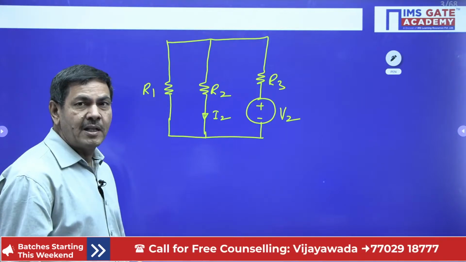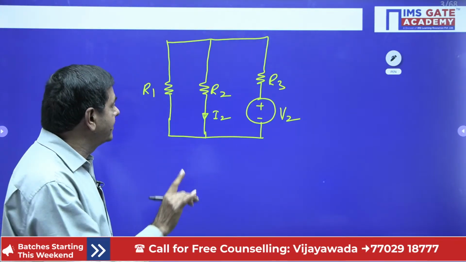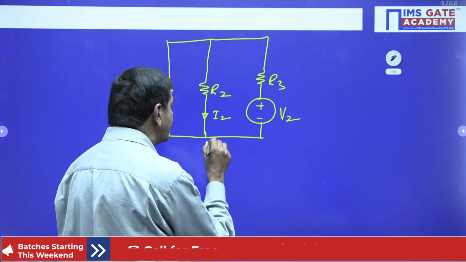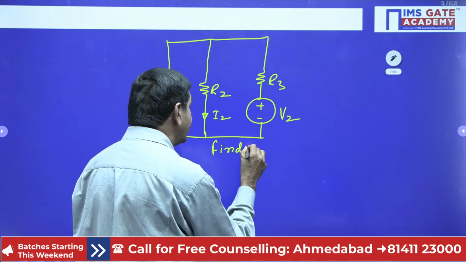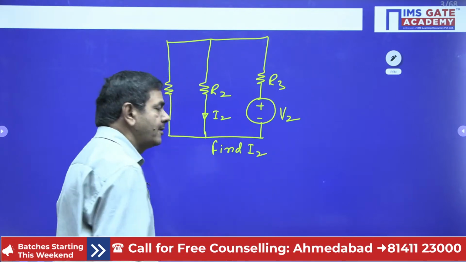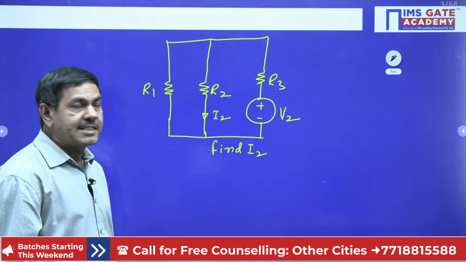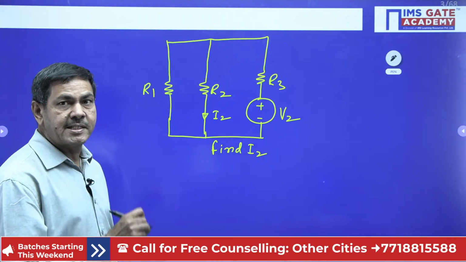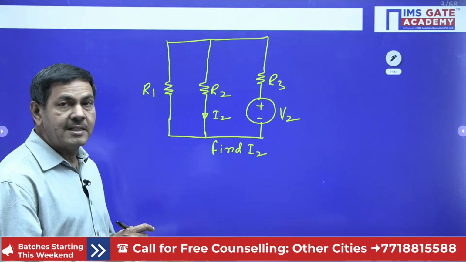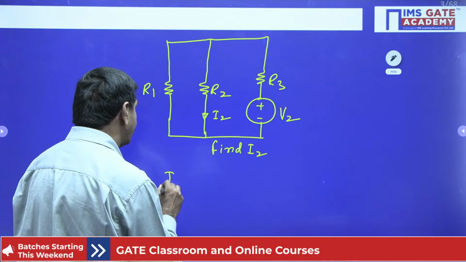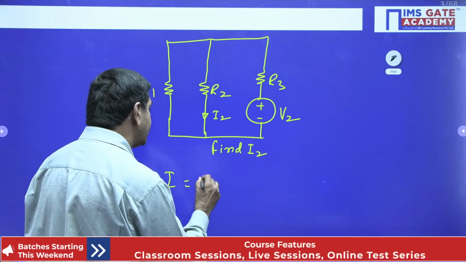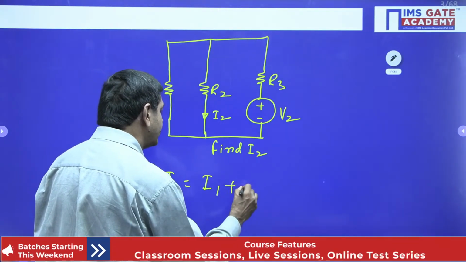By using the nodal or mesh or any one of the methods, you find V2. In the problems, you will see what method I will apply. Find I2. By selecting the individual sources, we got currents I1 and I2. Finally, the net current I is required. Net current I is nothing but the summation of these two currents only.